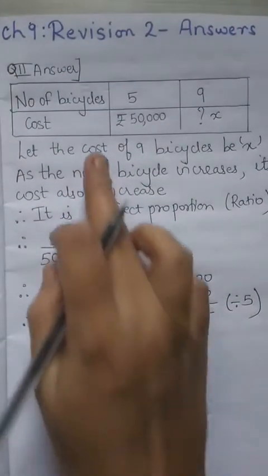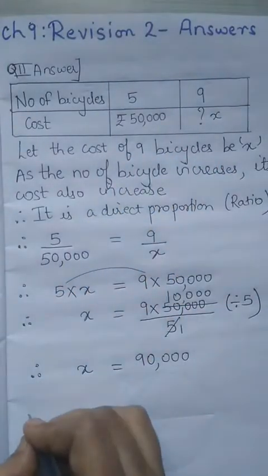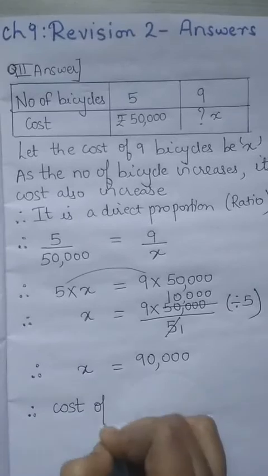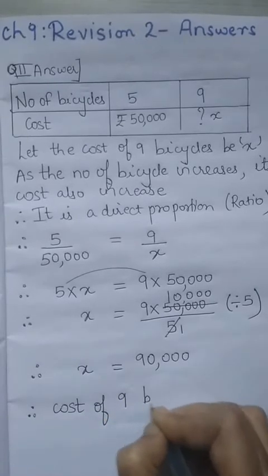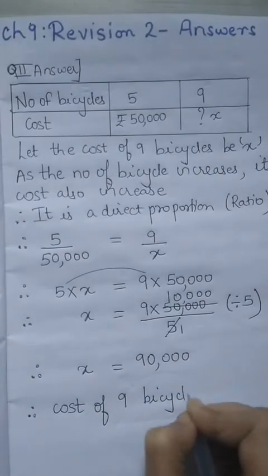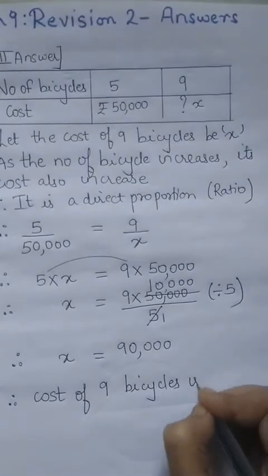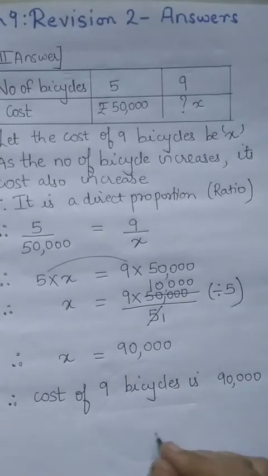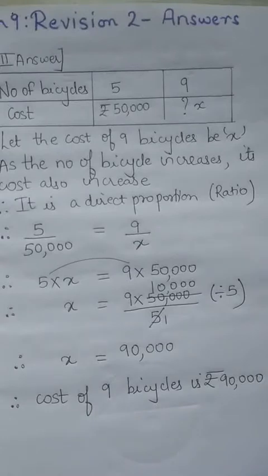Now, what is this x? Cost of 9 bicycles. So, you will write it. Therefore, cost of 9 bicycles is 90,000. But is it only 90,000? No, it is rupees 90,000. Okay. So, this was our first question for revision number.